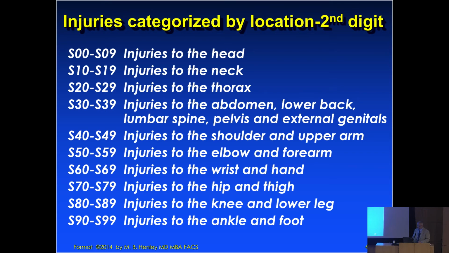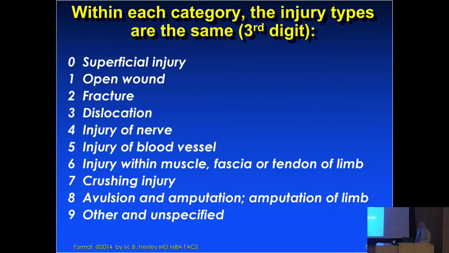Notice the third character is not there. It's either between 0 and 9. The third character is also templated. And so 0 is a superficial injury, 1 is an open wound, 2 is a fracture. Remember, S72 was a subtrochanteric femur fracture: the S from the injury chapter, the 7 for the femur, and the 2 for the fracture. So anytime you see a 2 in an S code, you know it's a fracture.